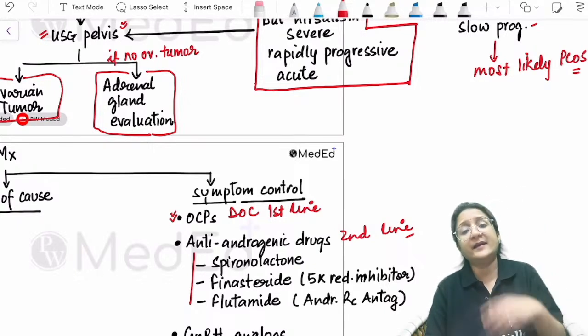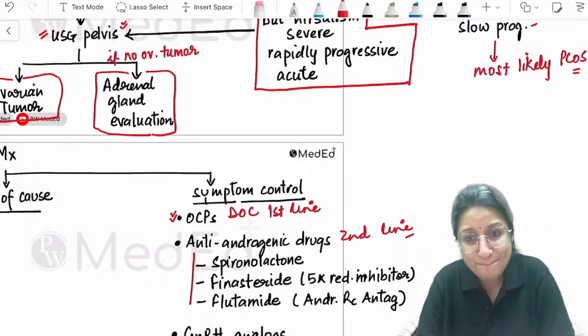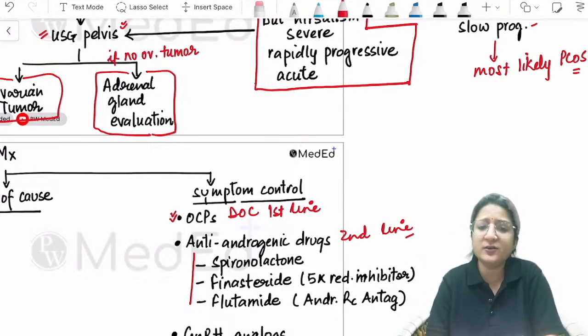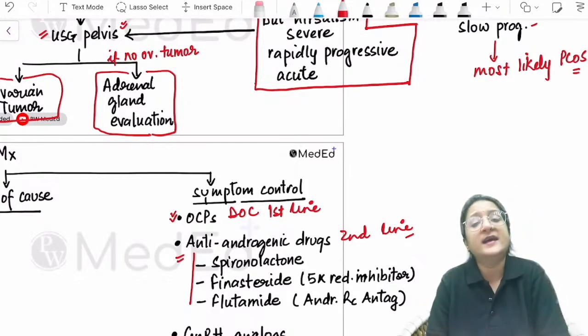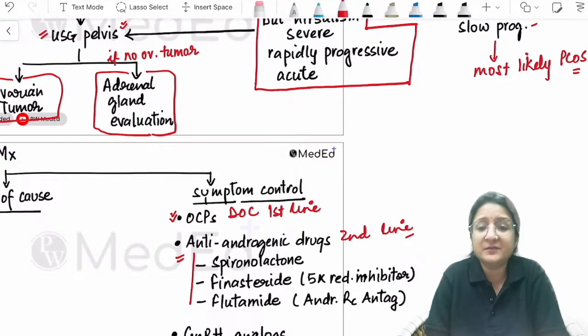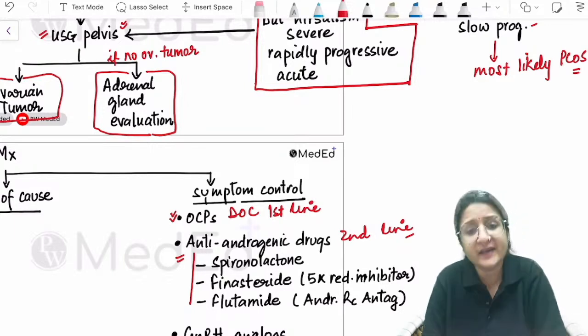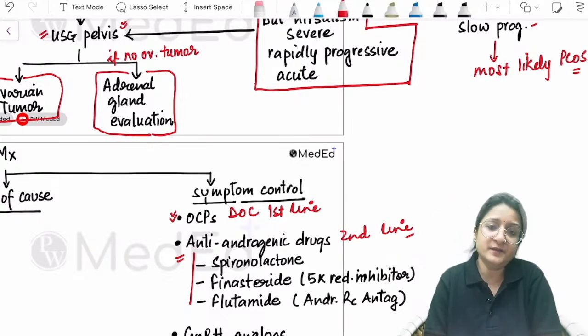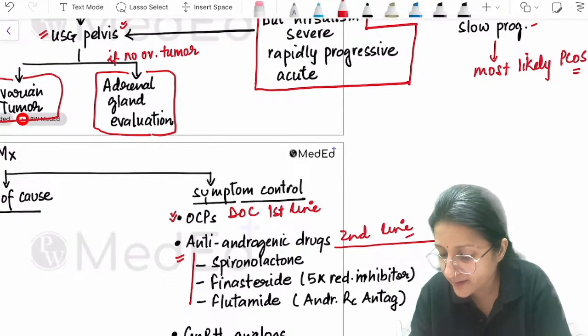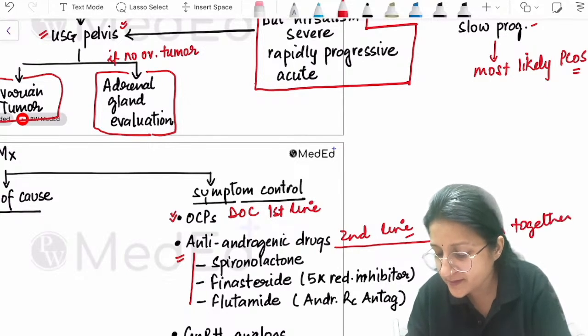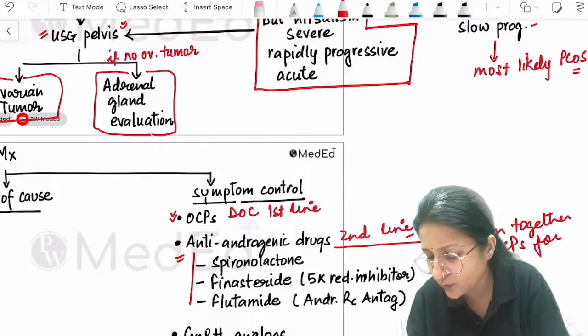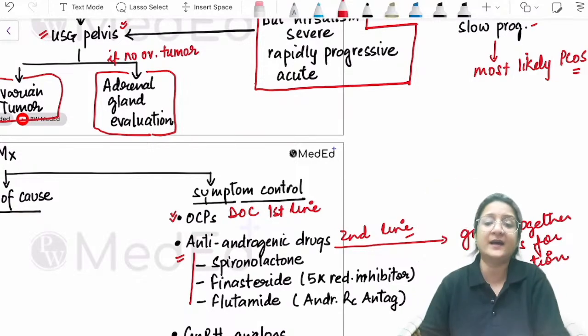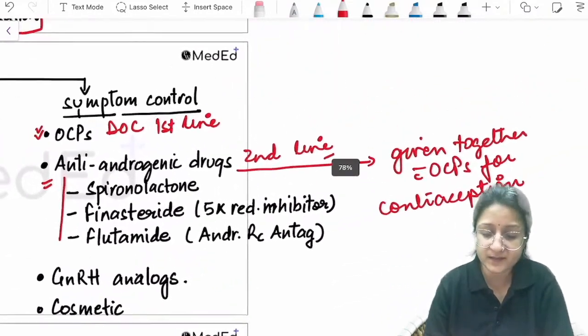So please keep in mind that if a woman is trying to get pregnant, okay, she's in the reproductive age group, then these anti-androgenic drugs can cross the placenta and they will harm the fetus, they will harm the male fetus, isn't it? Because these are anti-androgenic drugs. So if a woman is trying to get pregnant, always tell her that we are starting you on anti-androgenic drugs, so she should also be started on oral contraceptive pills. These anti-androgenic drugs are given together with oral contraceptive pills for contraception, because we don't want a situation where the woman gets pregnant and then has a male fetus whose development is abnormal.